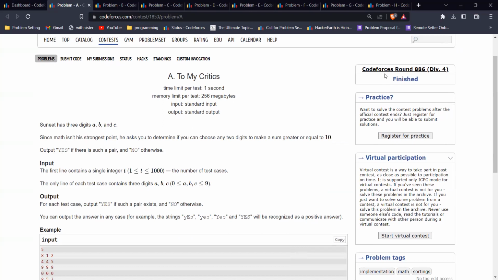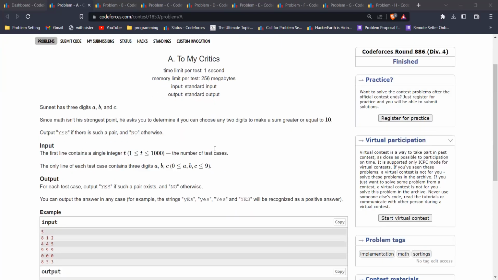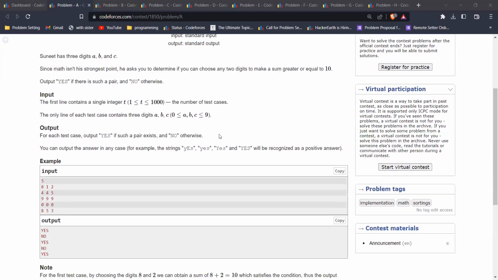So in this problem, we are given three integers and all these numbers are one digit numbers, and we have to find out if there is a way to choose any two numbers from the given three numbers such that the sum of those two numbers is greater than or equal to 10. I don't think there's anything to discuss in this problem. You just take the largest two numbers, and if their sum turns out to be at least 10, your answer is yes. Otherwise, you output no.